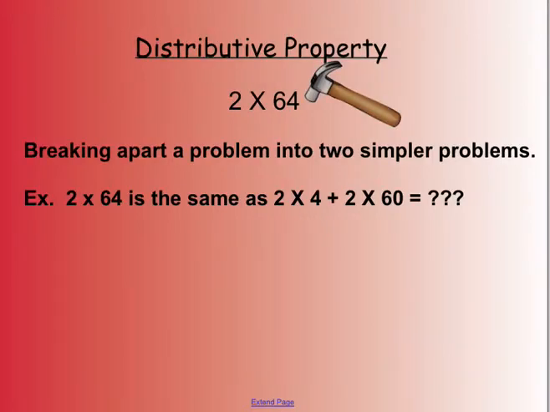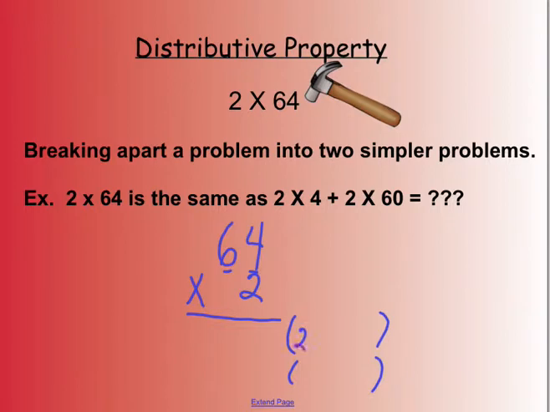So let's look at an example of what we're talking about when we say the distributive property. 2 times 64. We're going to break apart this problem into two simpler problems. So the first thing I look at is, I'm going to write it vertically, 64 times 2. Right away, because I have two digits here in my multiplicand, I'm going to put two different sets of parentheses. I look at the times 2, which is my main man. I'm looking for two groups of 64. So what I'm going to put here in the parentheses is 2 times, 2 times.